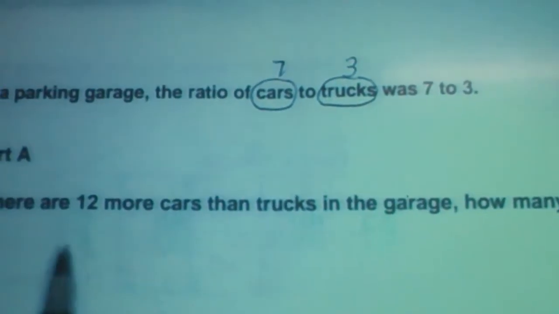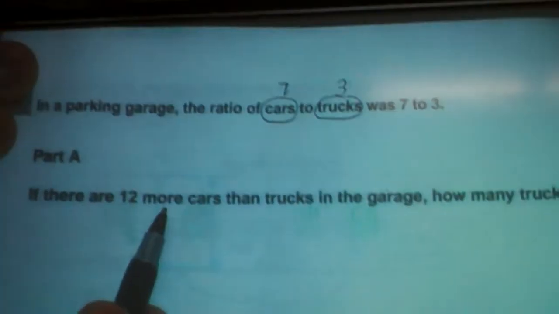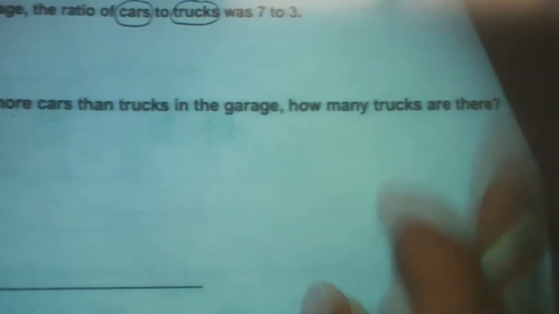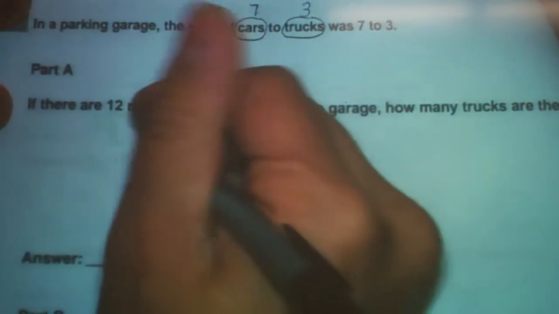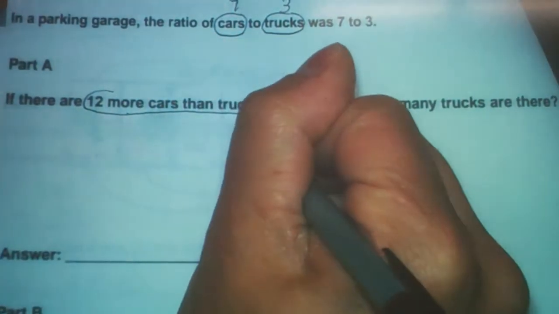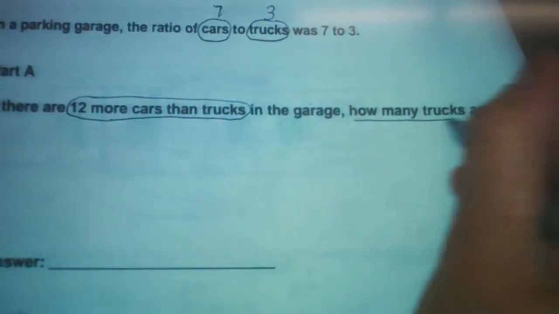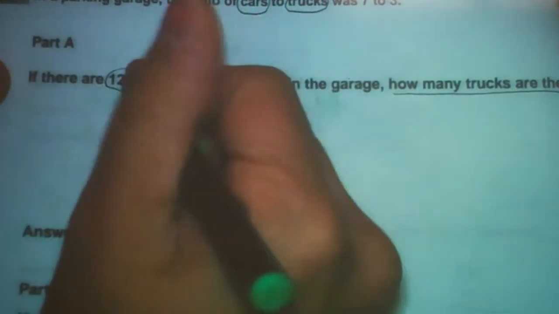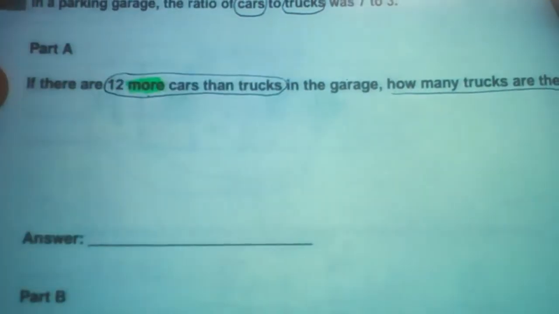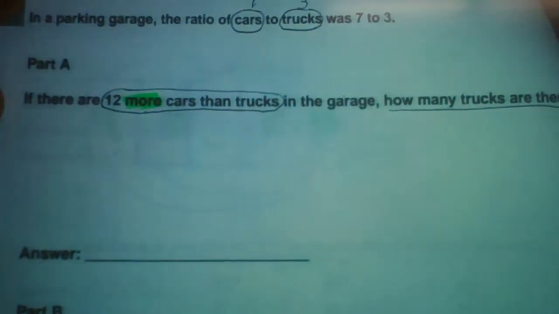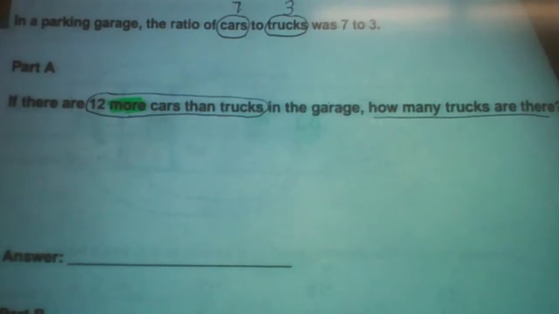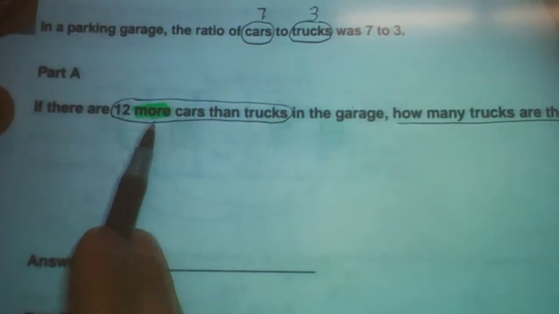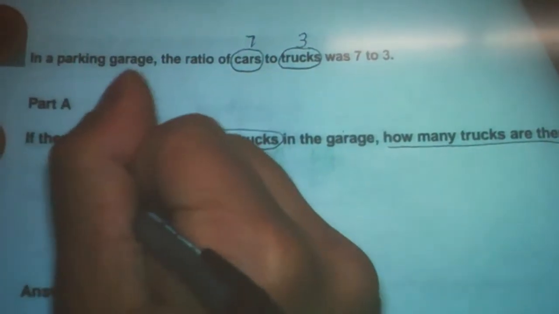Okay. If there are 12 more cars than trucks in the garage, how many trucks are there? I see the word more. And the reason why you heard me scream like crazy was when I saw this word, I need to remember that for words like more and total, I need to make a what? Go ahead and call it out. If you remember, it is a tape diagram.